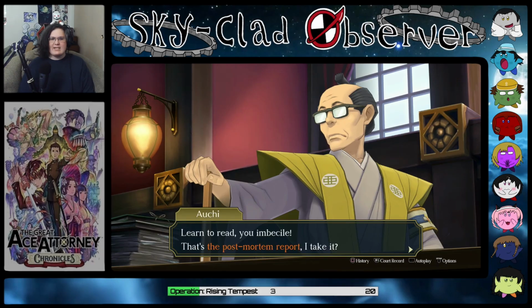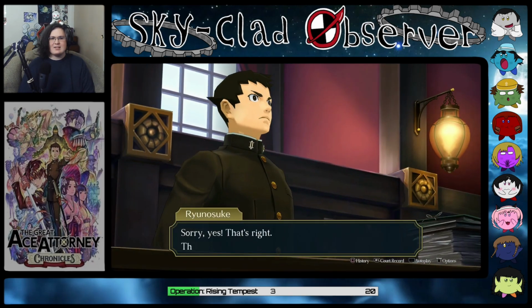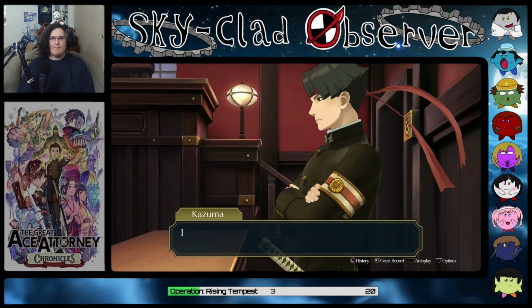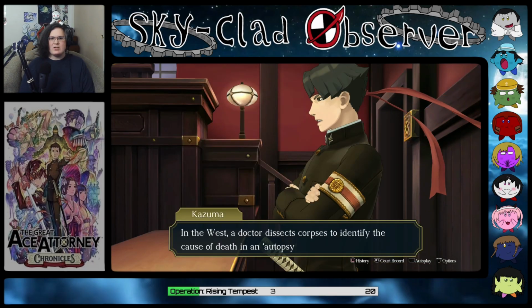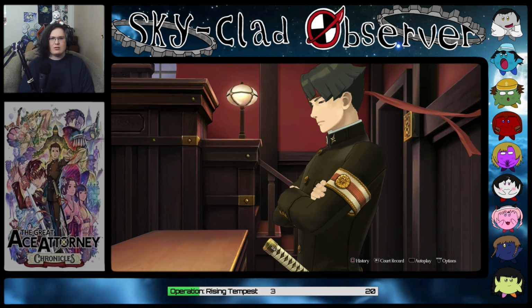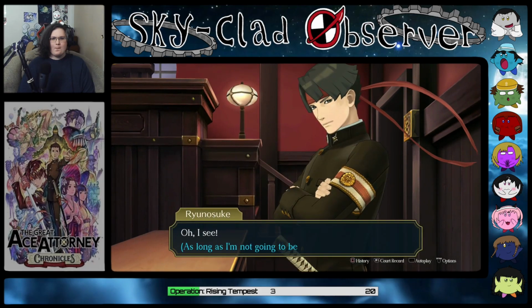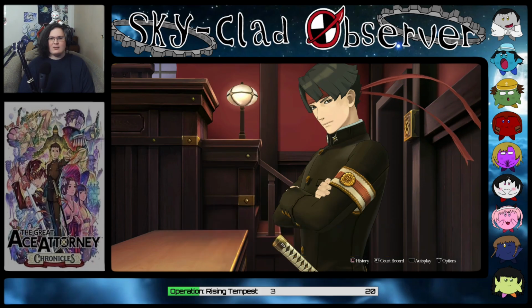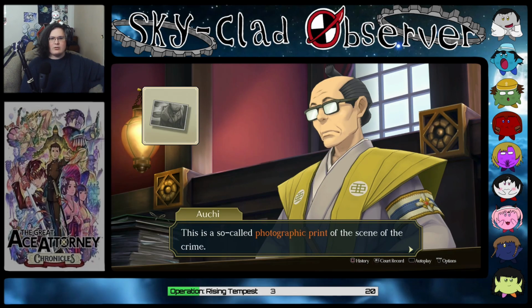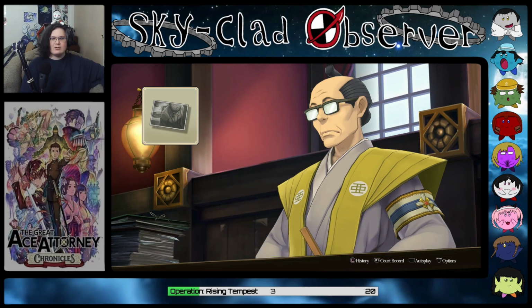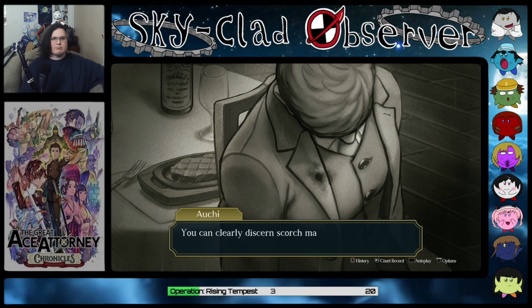That's the post-mortem report, I take it. Sorry, yes, that's right. The post-mortem report. In the West, a doctor dissects corpses to identify the cause of death in an autopsy. But here in Japan, a police officer merely inspects the body and draws conclusions that way. Oh, I see. As long as I'm not going to be tested on any of this later. This is a so-called photographic print of the scene of the crime. You can clearly discern scorch marks around the bullet hole produced by the powder explosion. In other words, we should assume that the victim was shot at a close range.